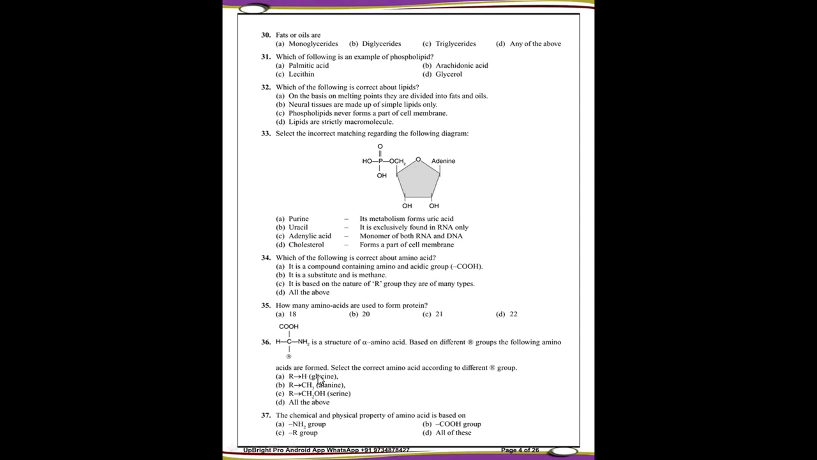All of these are true because these R groups correspond directly to these amino acids. The chemical and physical properties of amino acids are based on the R groups, whereas the functional properties are based on the backbone conformation. Okay, so the answer for 37 is C.